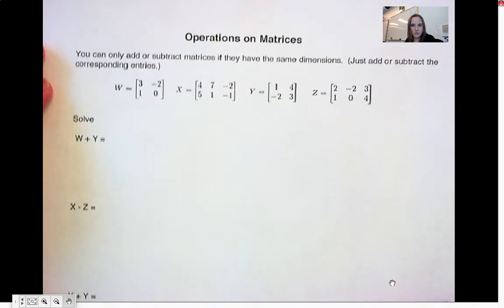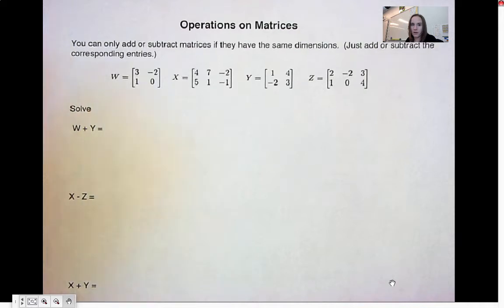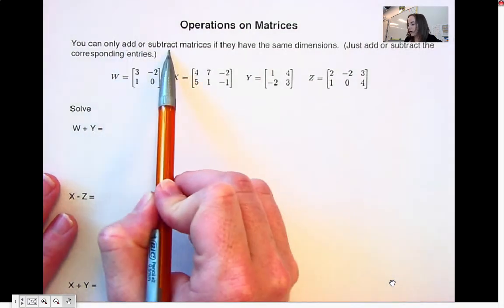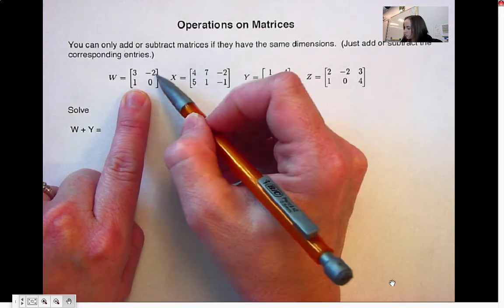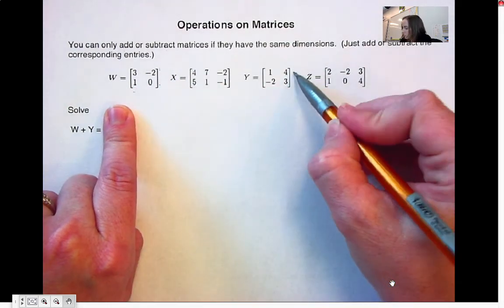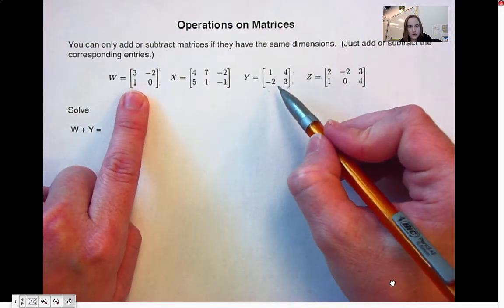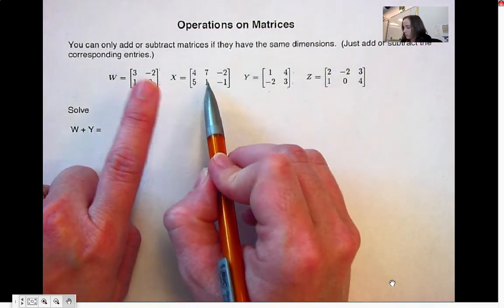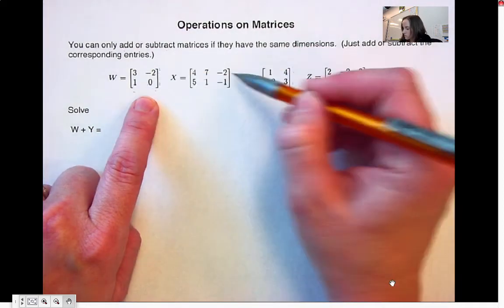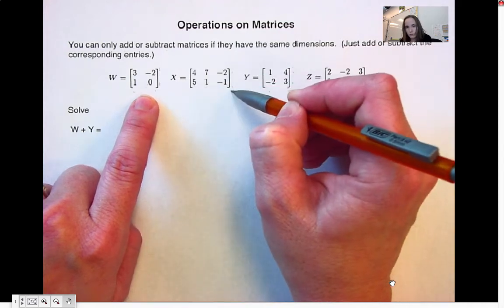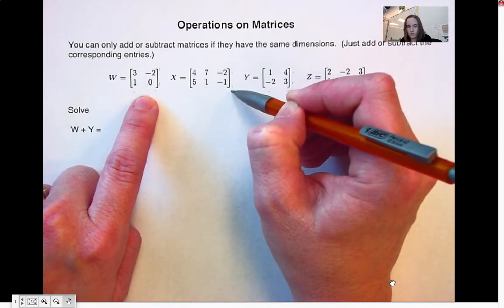Now let's talk about some operations, and we're only going to talk about adding and subtracting and scalar multiplication. Okay, if you are adding or subtracting, you have to be very careful. You can only add or subtract if they have the same dimensions. So W and Y are both 2 by 2. So we could add or subtract those, but I could not add or subtract W and X together because this is a 2 by 2 and this one's a 2 by 3. So those dimensions aren't the same. We wouldn't be able to add or subtract.